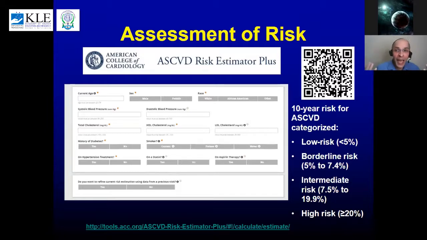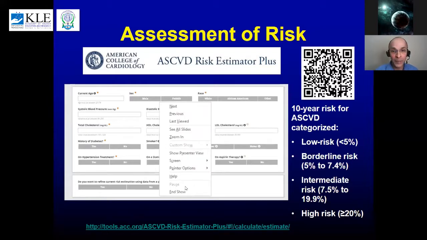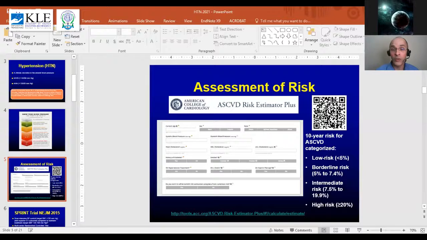If you don't have a smartphone, maybe you have a flip phone, that's totally cool. You can just Google it and put atherosclerotic cardiovascular disease risk estimator, and it will basically give you this website. So if I had to go in and basically show you the risk estimator, what this risk estimator is doing is that you put in a bunch of variables.